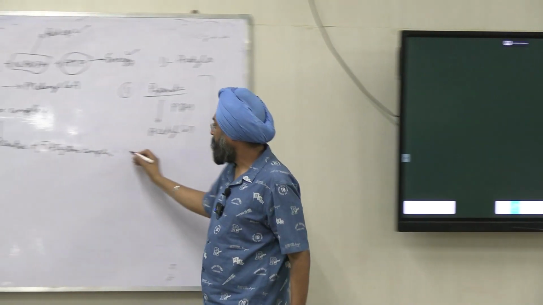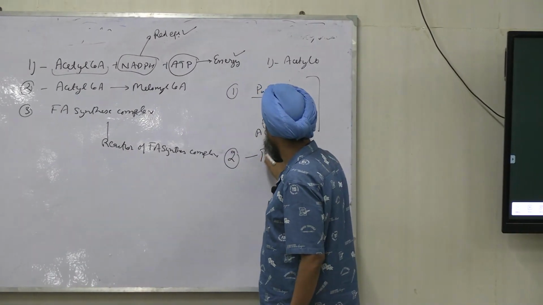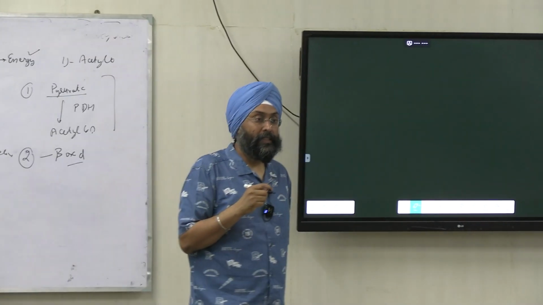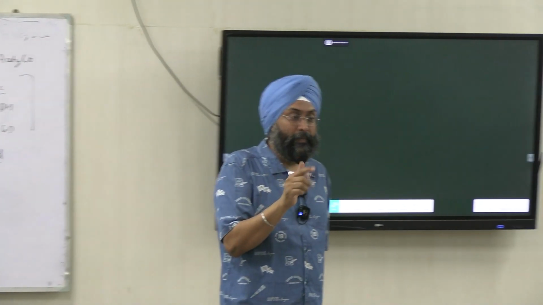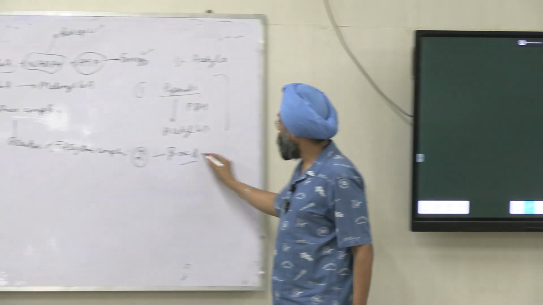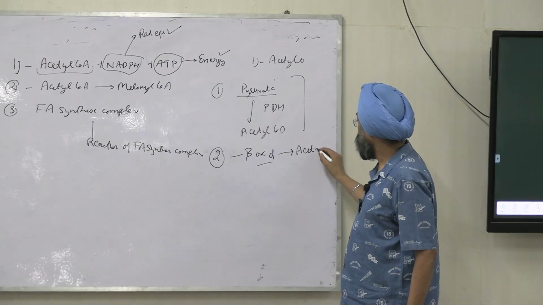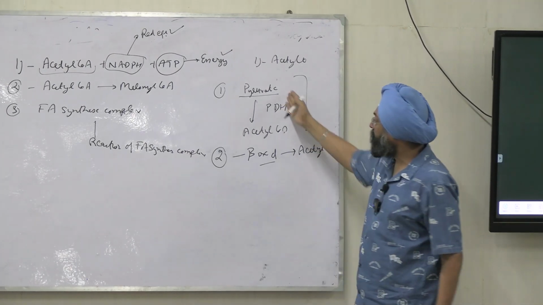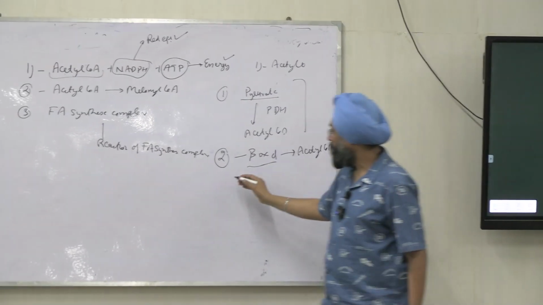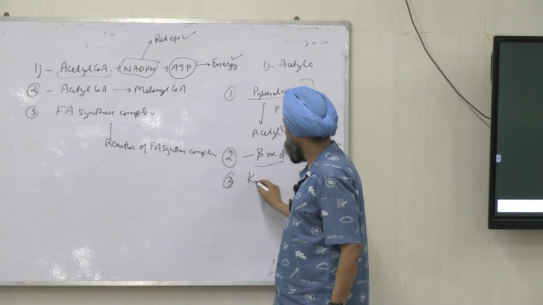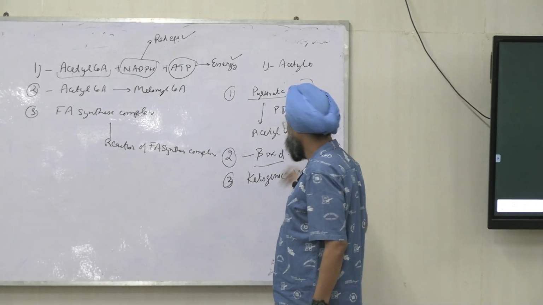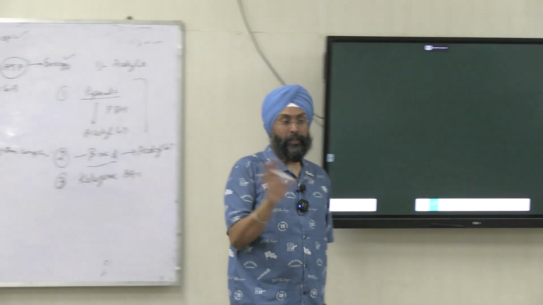The second source is beta-oxidation, right? In beta-oxidation of even chain fatty acids, we discussed the end product at the fourth step was acetyl CoA and acyl CoA, right? So in the fourth step, we also got acetyl CoA, right? The first source was pyruvate from pyruvate dehydrogenase reaction. Second is beta-oxidation. Third is ketogenic amino acids, right? Clear? So we did all the three sources.